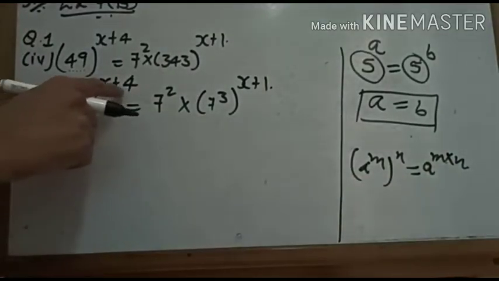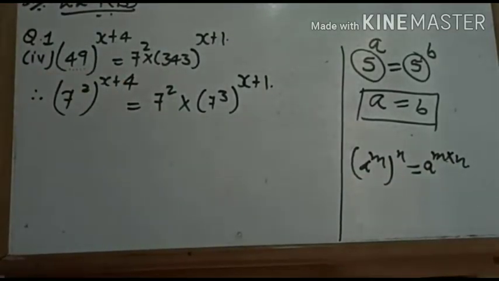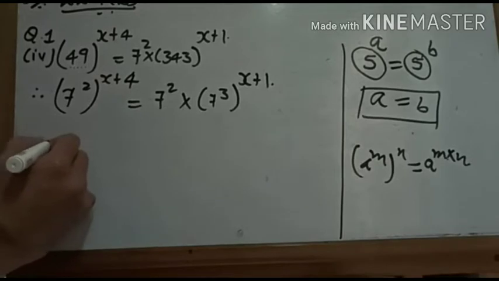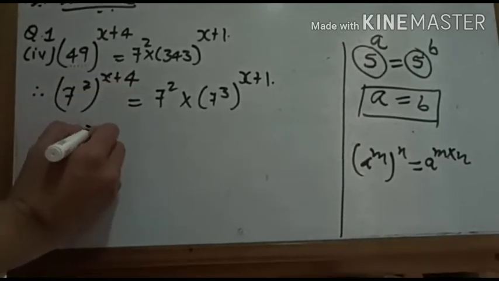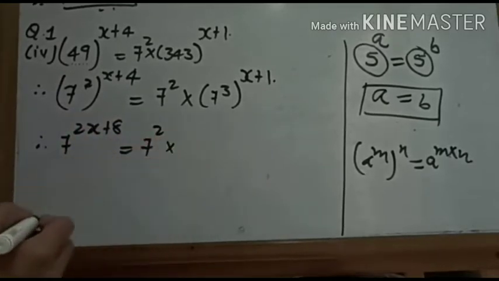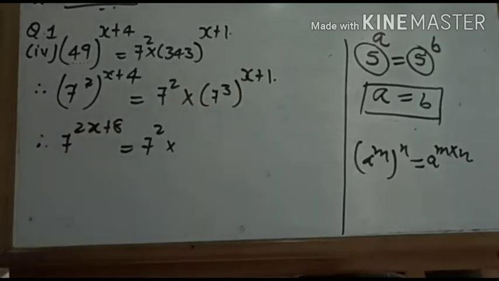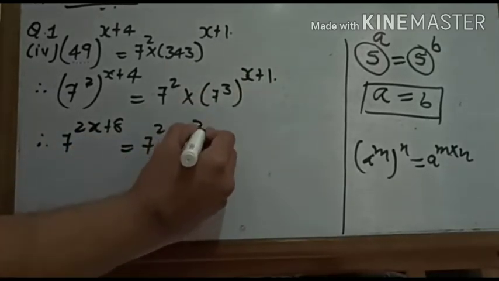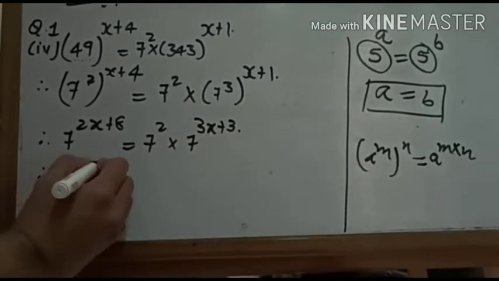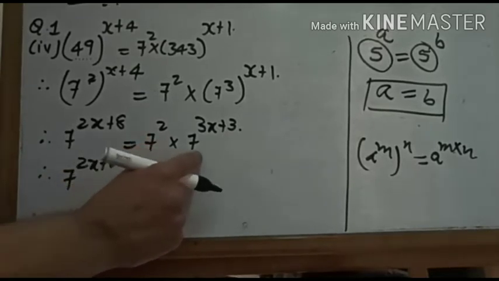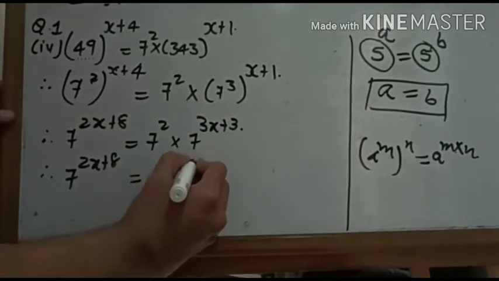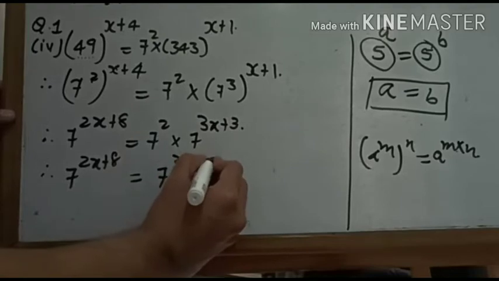This 2 will be multiplied to the binomial, and whenever we are multiplying monomial by binomial, this monomial will multiply to each of the terms of the binomial. Hence left side 2 will be multiplied to x, that is 2x, 2 will be multiplied to 4, that is 8. Over here, 7 raised to 2 into 3, this 3 has to be multiplied by binomial, that is 7 raised to 3x plus 3. Now right hand side there are two same bases, and they have powers, so I can add them up. 2 plus 3 will be 5.